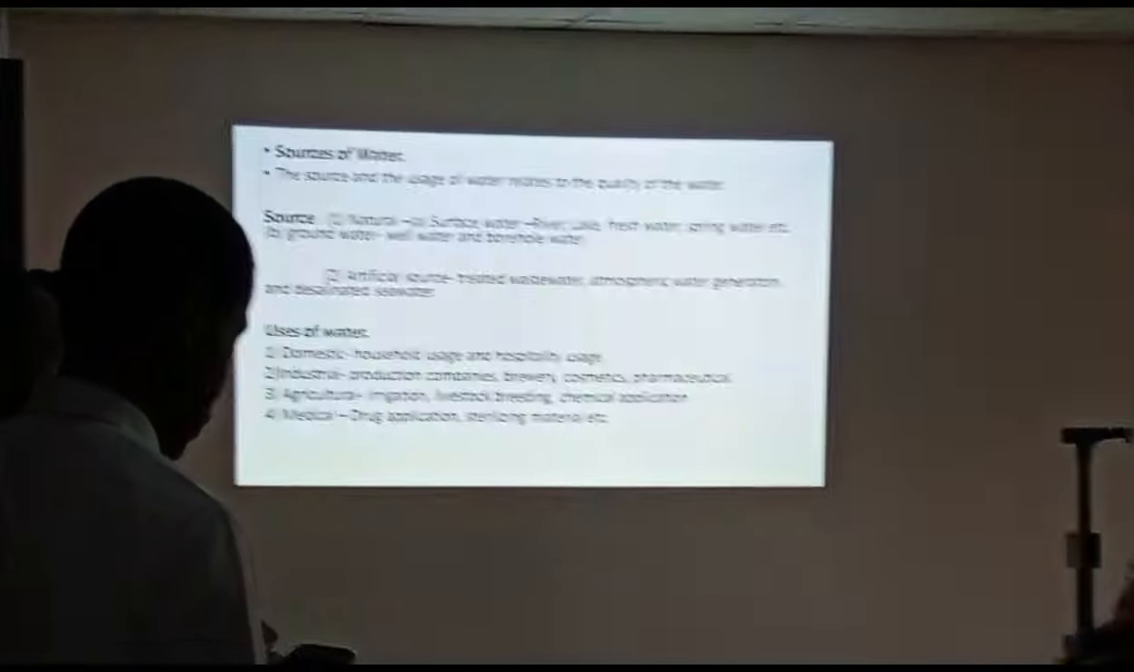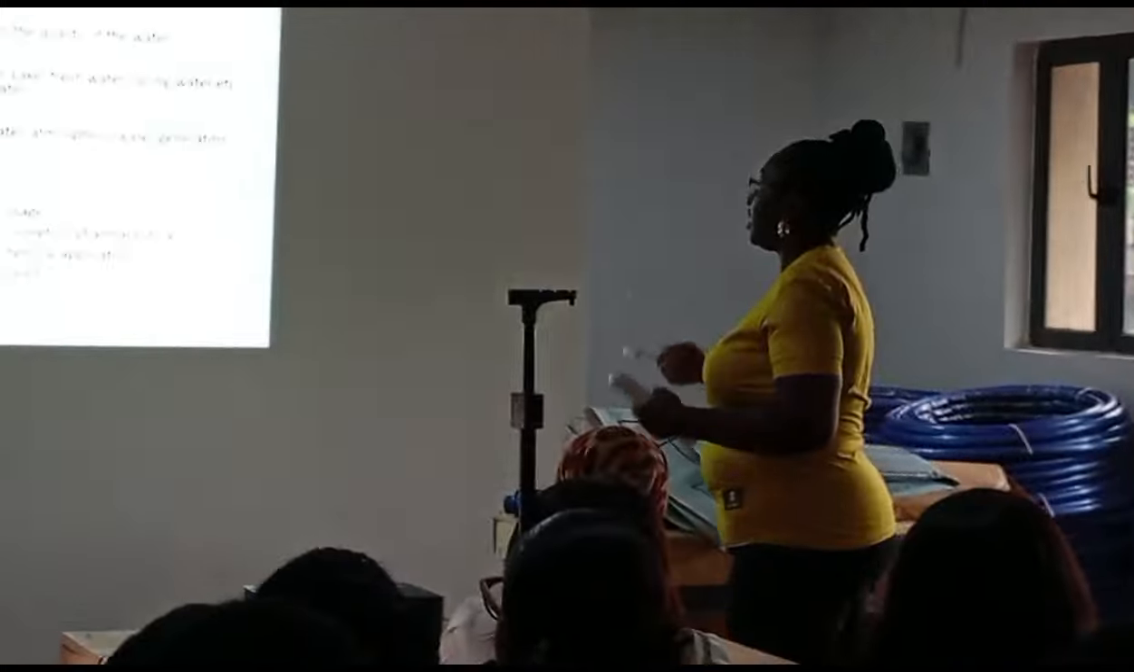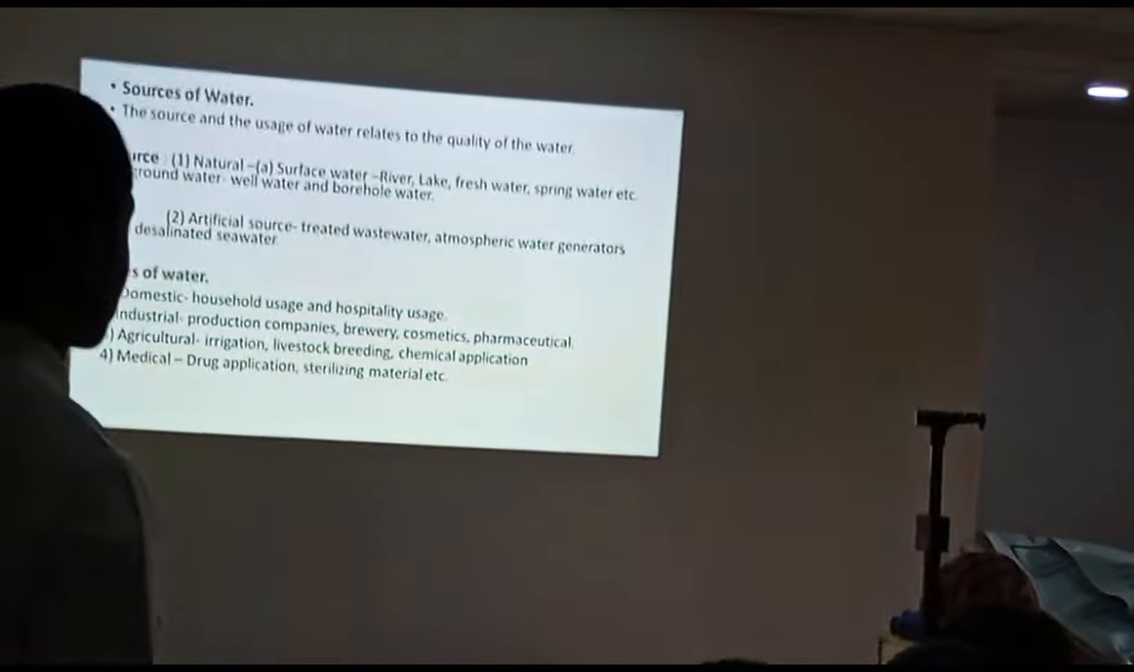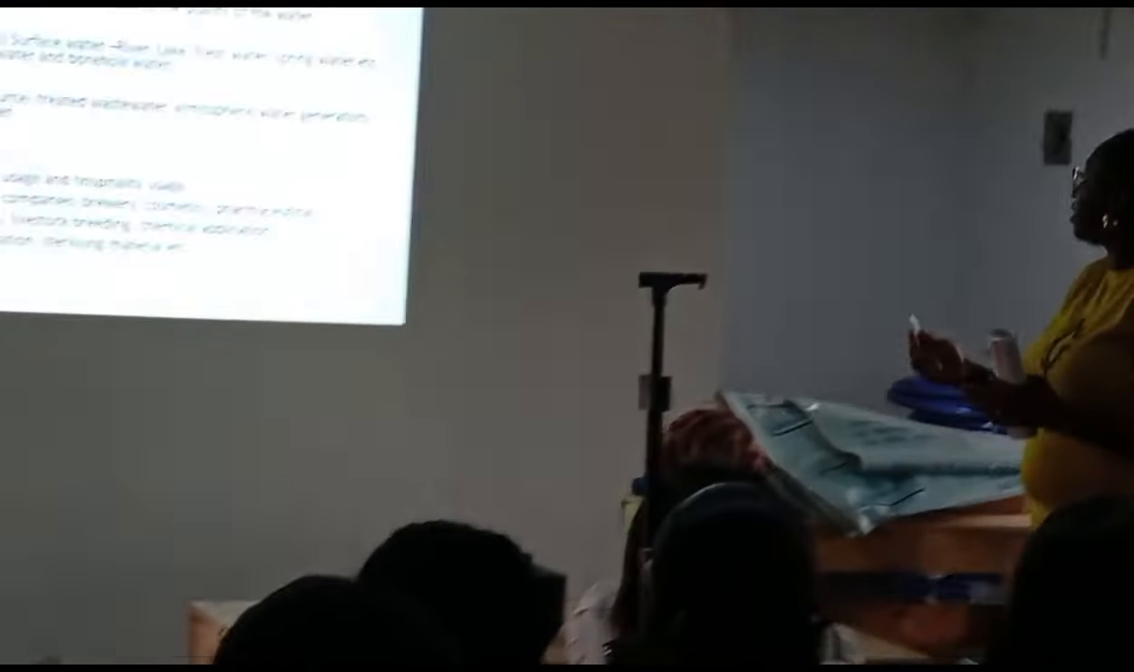So the sources of water, we have two major sources, the natural one and the artificial source. From the natural source, we have surface water, that is on the surface of the earth: river, lake, fresh water, spring water. And then we have groundwater, water from under the earth, the well and borehole. So these are the two major types of natural water. But we also have artificial water, like where you desalt sea water and use that water. When you recycle waste water, it's another artificial way of generating water. Then you have atmospheric generated water.